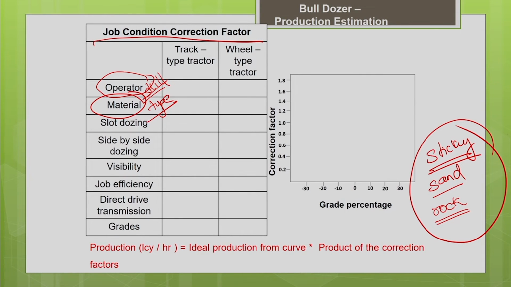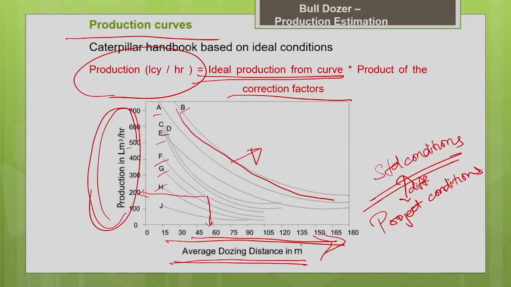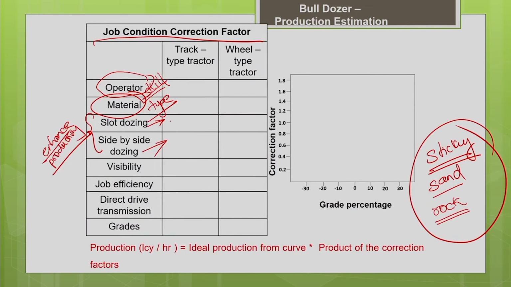Then if you are going to adopt some productive dozing methods like slot dozing or side by side dozing, which we discussed earlier, these methods will enhance the productivity by reducing the end spillage. So in this case, it's going to be better than your ideal condition. Whatever values we have chosen from this curve, your values should be better than this curve because you have adopted the slot dozing or side by side dozing method. So your correction factor will be greater than 1, because your productivity will be increasing.